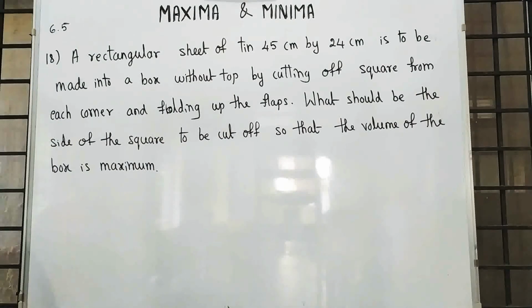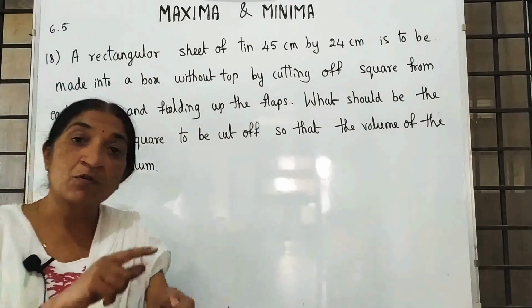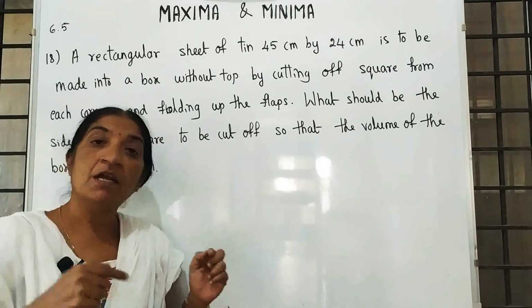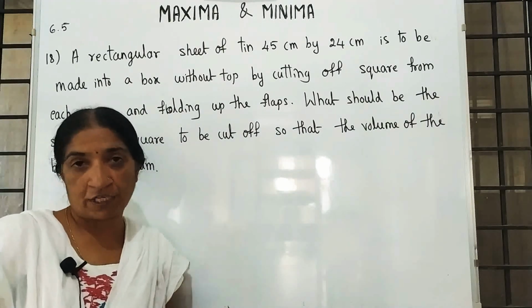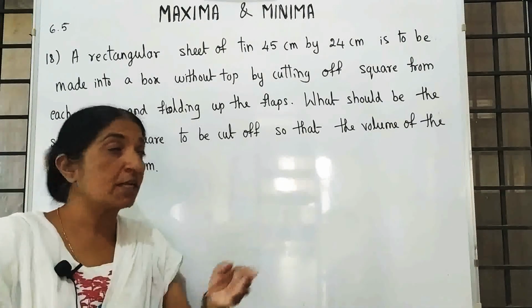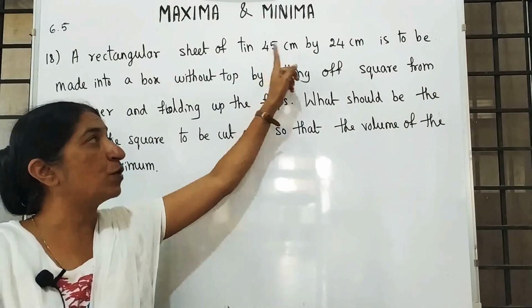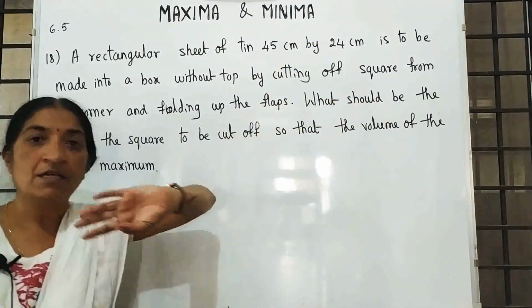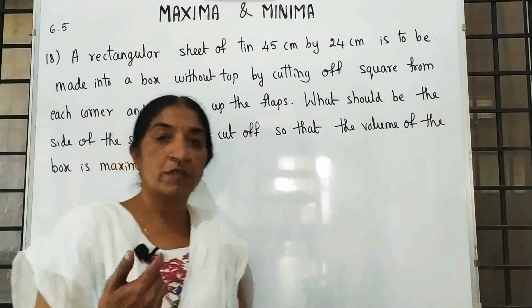What should be the side of the square to be cut off so that the volume of the box is maximum? In the previous example, both the sides are 18 centimeter. Here one side is 45 centimeter, another side is 24 centimeter. And on both the corners a square is cut off. After cutting, one should be 45 minus 2x, another should be 24 minus 2x. So this is a hint. So with the help of this hint, solve the example.